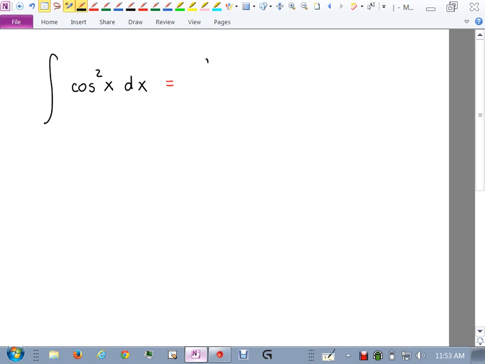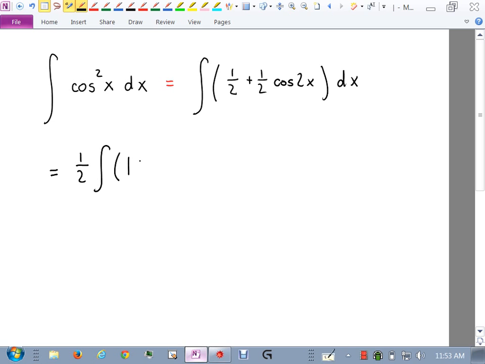So this is going to become the integral, but now it becomes two terms. It becomes 1/2 plus 1/2 cosine 2x dx, doesn't it? And that 1/2 is in both terms, so I could factor a 1/2 out, and I could have just done this. Do you all agree I could do that?